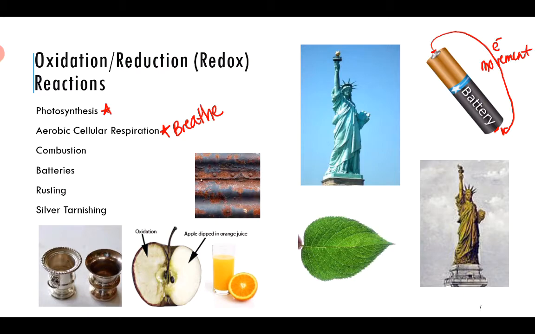Rusting is another example of redox reactions. Iron can start off as a neutral solid, and then once it forms this orange stuff, Fe2O3, you can tell that the oxidation state in each iron is a 3+. So it is changing charge. Also, silver tarnishing is also a redox reaction.